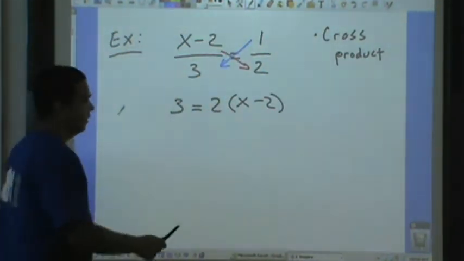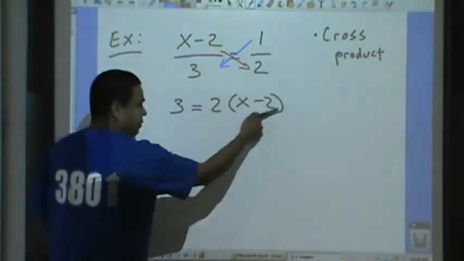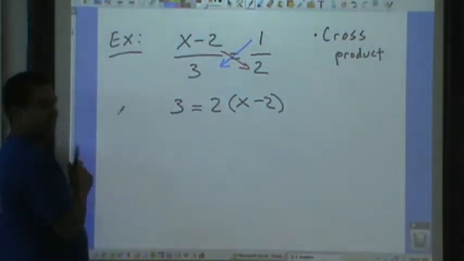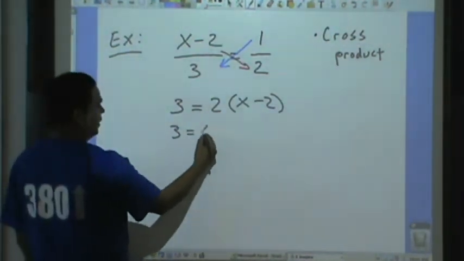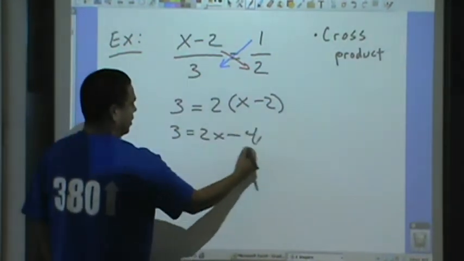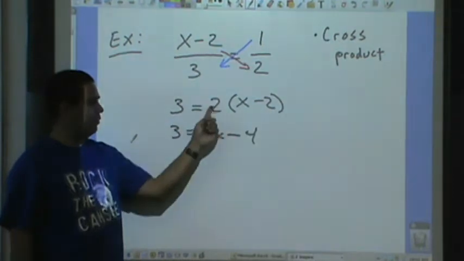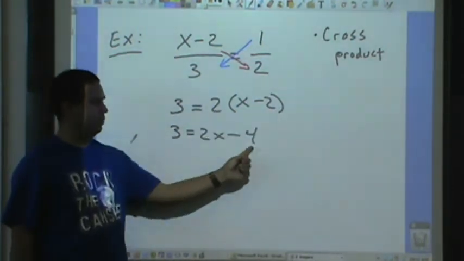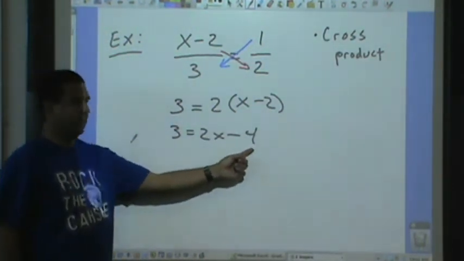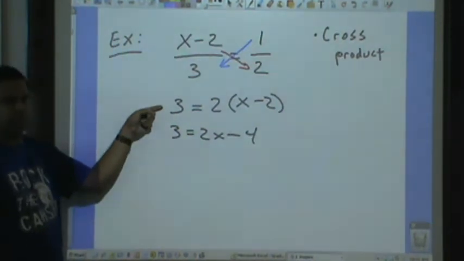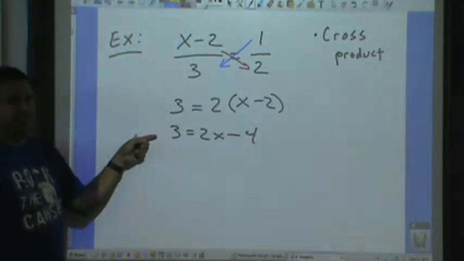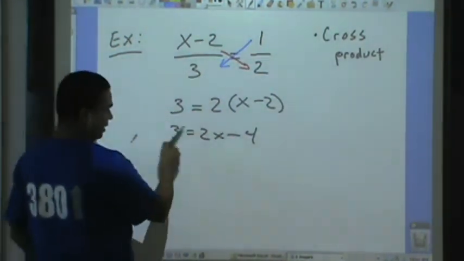Alright? So how do I clear my parentheses? Distributing. Good. And make sure you multiply that one. A lot of you forget. You just do 2 times x, and you forget 2 times 2. So after we clear the parentheses, we could combine like terms.